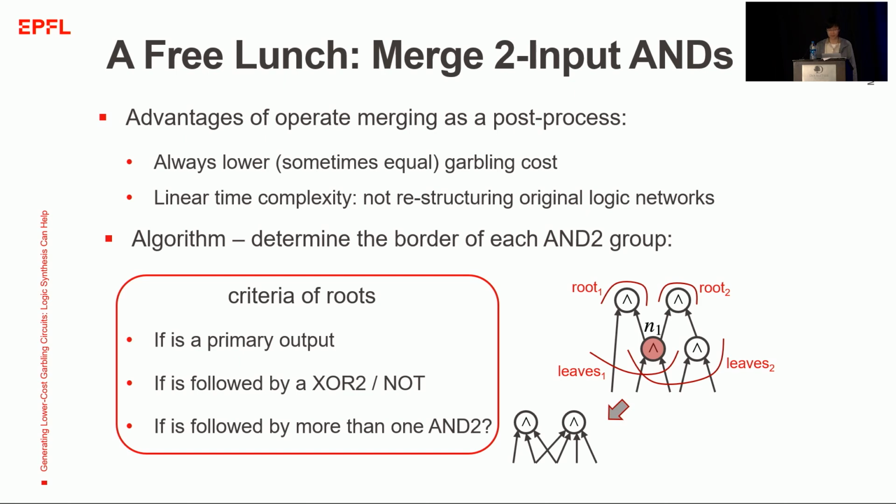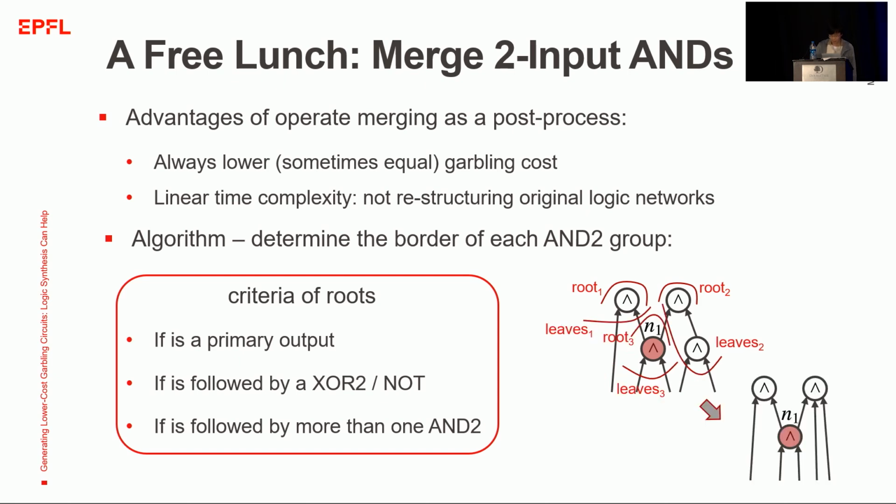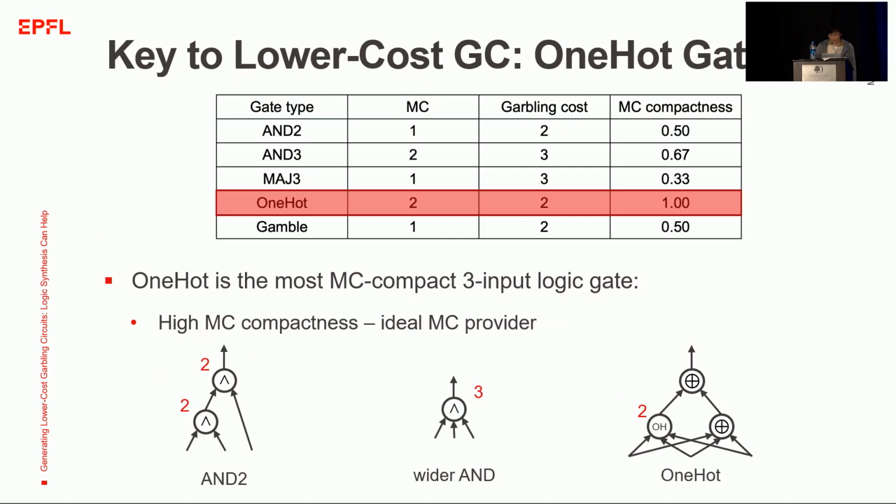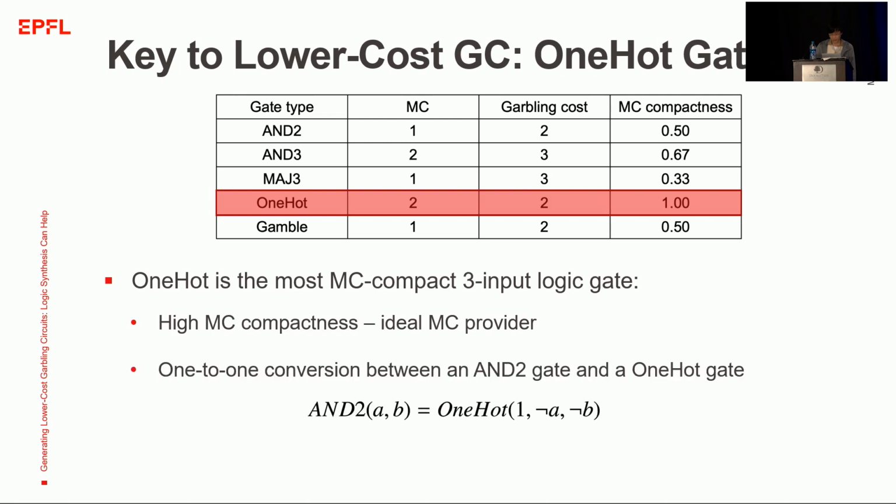We also consider different situations. If the edge has an inverter, then it automatically becomes the cut frontier. And if it has multiple fan-out, then it also serves as a root of a new AND merge. Another insight is that we can interpret a two-input AND gate using a one-hot gate to reduce the garbling cost, because we can write a functionally equivalent representation in this form.